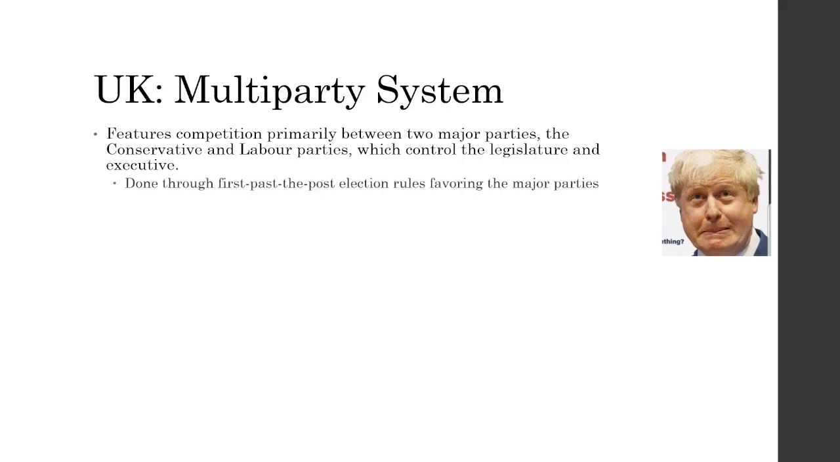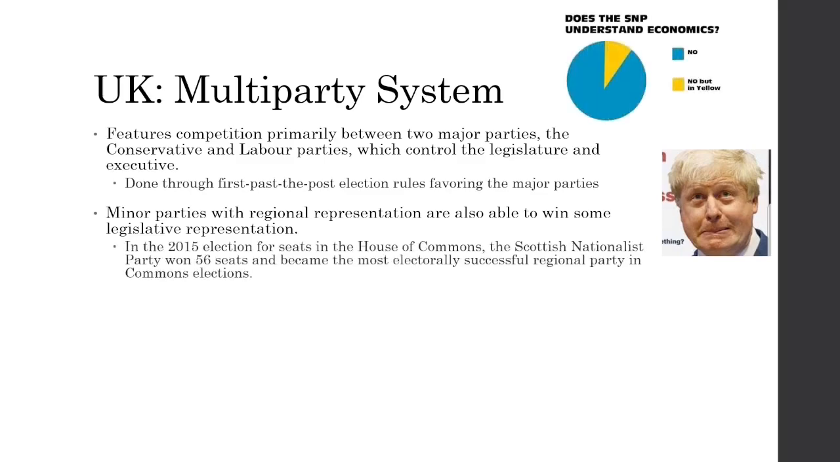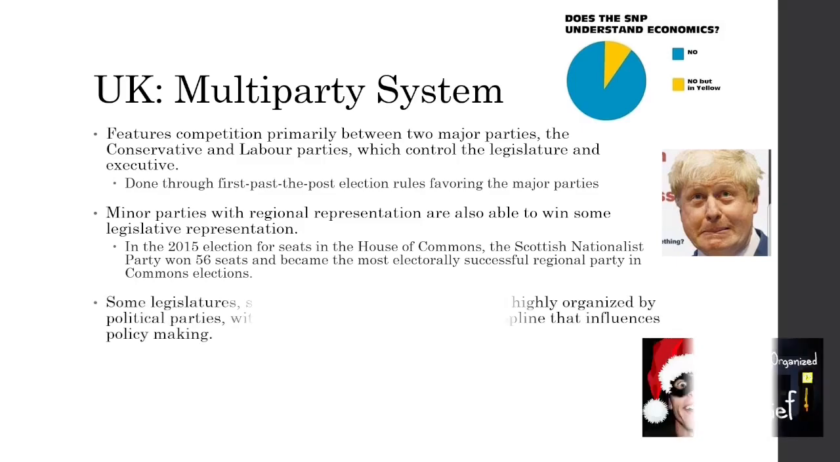And this is obviously done through first-past-the-post election rules that will favor majority parties. Minor parties have some regional representation, like the Scottish National Party, and they're able to win some seats in the legislative representation, but not a majority of them. So in 2015, the Scottish National Party won 56 seats in the House of Commons, which is a fair amount of seats. They'll probably get a voice or two in there. And they've become the most electorally successful regional party in the House of Commons elections.